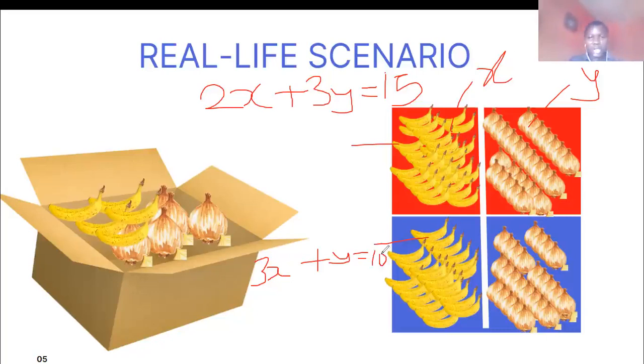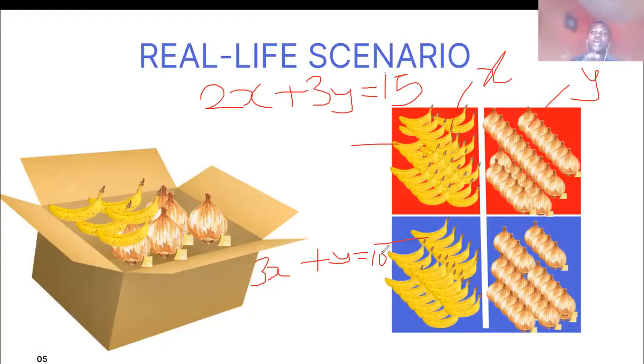So the question now is, what is the total number of bananas stored in the first cabinet? And what is the total number of onions stored in the first layout in the first cabinet? So you can quickly get that using simultaneous equations. That actually leads us to this problem. And we normally use it to get what?